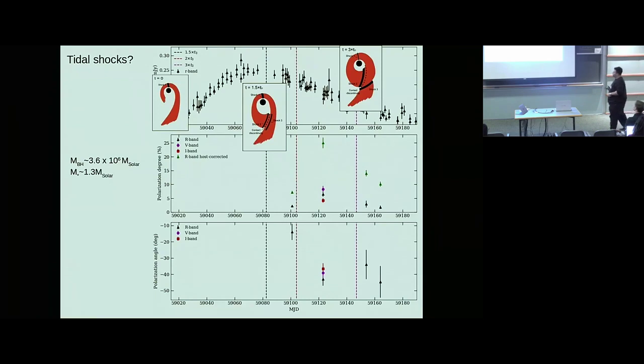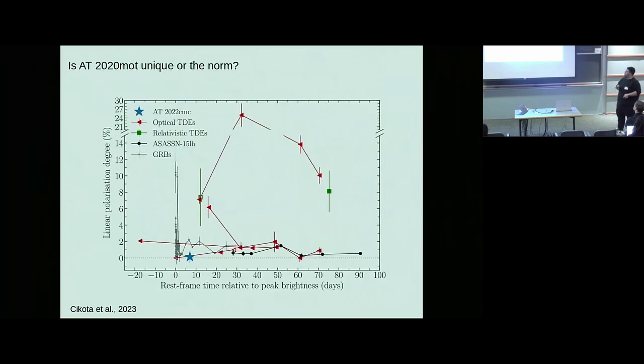And now the question becomes, is this a standard picture for all TDEs, or are we looking at some peculiar or weird event? And the truth is that so far MOT seems to be unique. So here's a collection of some optical, some relativistic TDEs, and a few other things. And as you can see, everything is below this 10% line, which is what we kind of expect from these accreting black hole systems. There's only MOT that really goes beyond that.